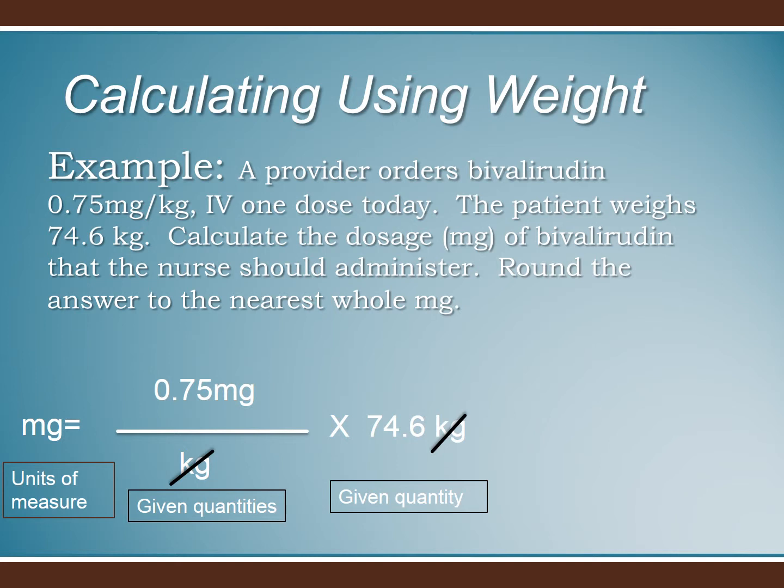My patient weighs 74.6 kilograms. So I need 0.75 milligrams for each kilogram to get the amount I need. I am able to cancel out the kilograms. This provides me with the answer of 55.9 milligrams. And using the rounding rules, because the example states to round the answer to the nearest whole milligram, the answer is going to be 56 milligrams.